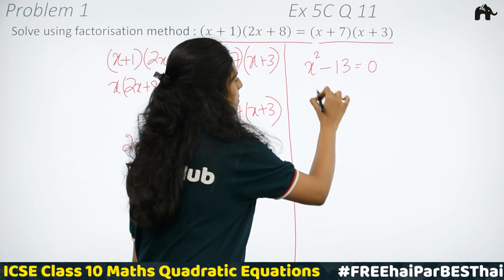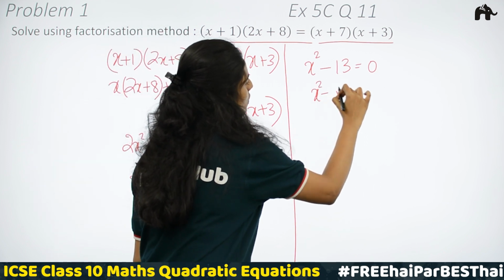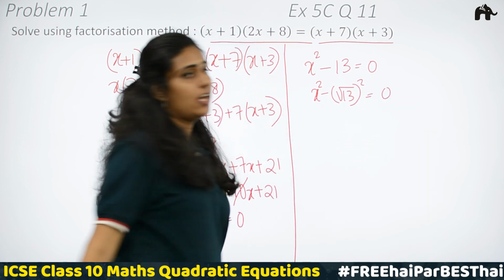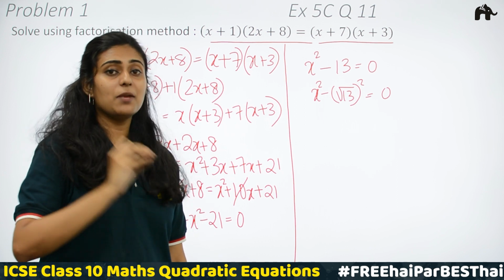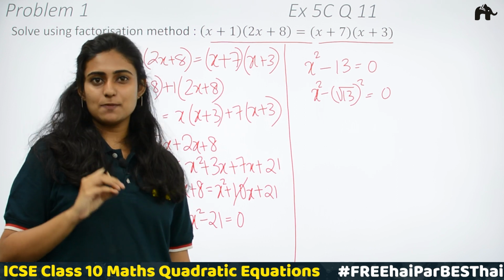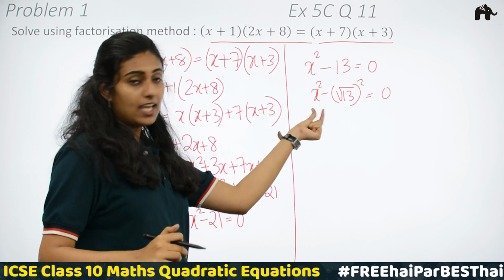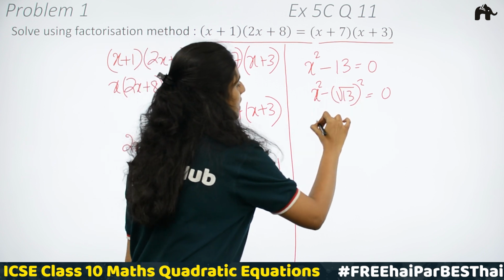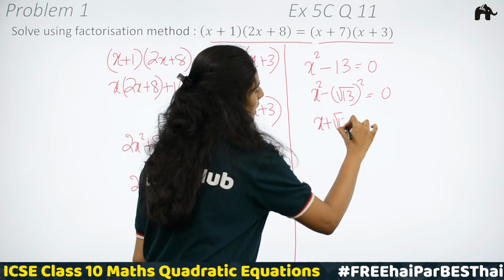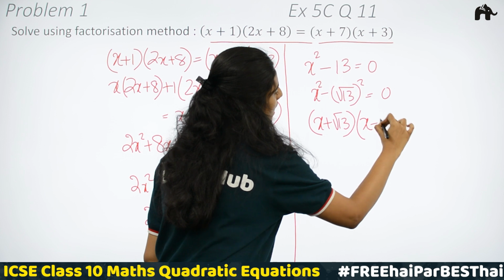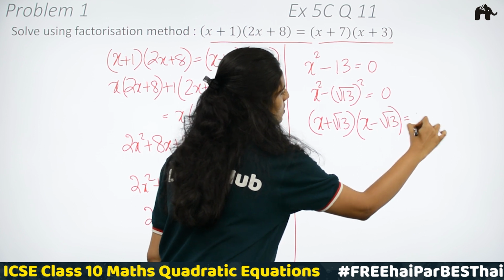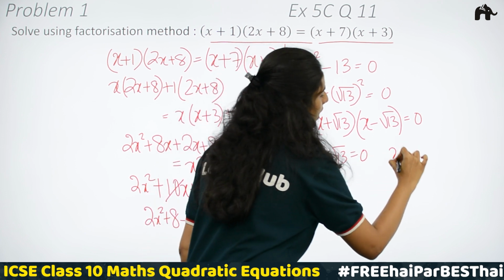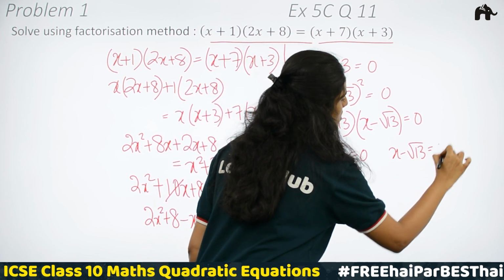This is of the form x square minus root 13 square, that is a square minus b square form. Algebraic formula, a square minus b square is equal to a plus b into a minus b. Here a is x and b is root of 13. This can be written as x plus root 13 into x minus root 13, that is equal to 0. x plus root 13 is equal to 0 or x minus root 13 is equal to 0.